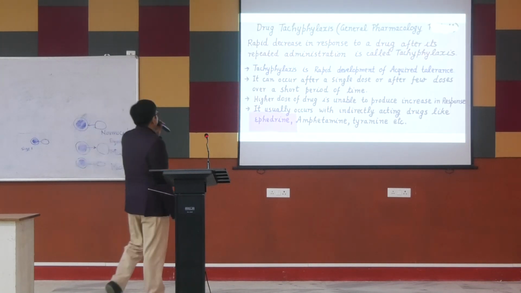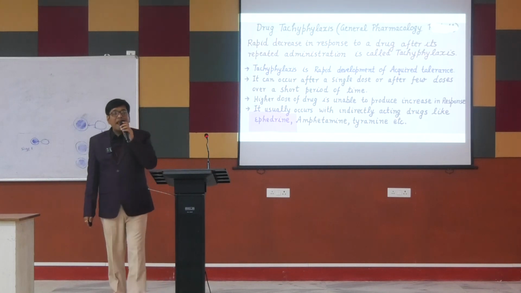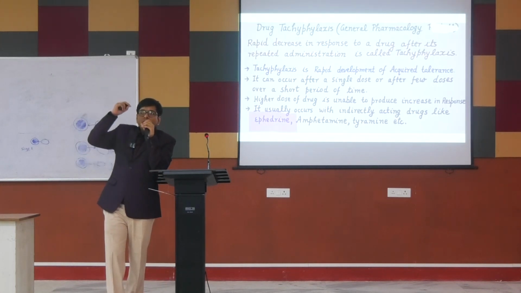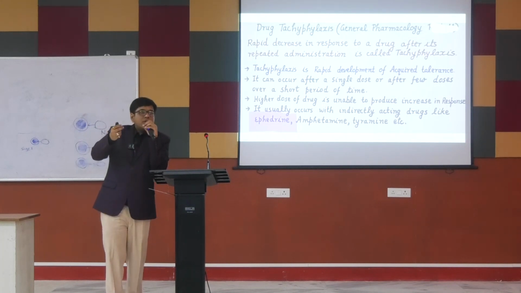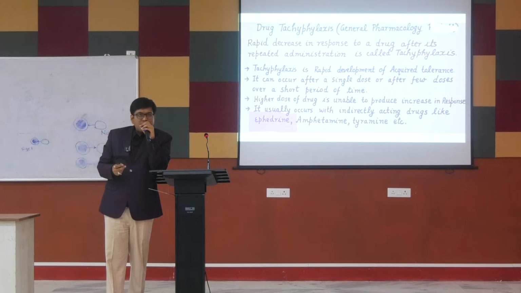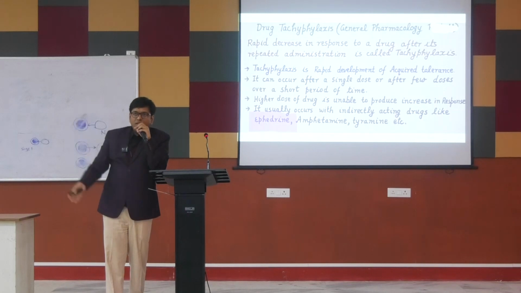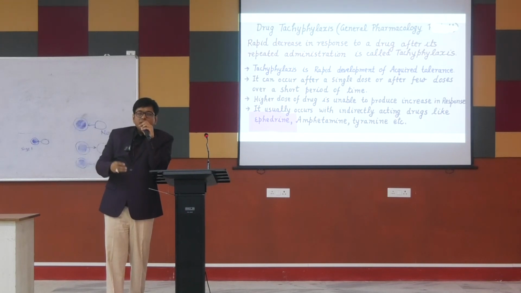Tachyphylaxis. What is tachyphylaxis? Tachyphylaxis is rapid tolerance. I told you, you give a drug to a patient, after a few months or a year, the same dose of the drug is not producing desired effect. But in case of tachyphylaxis, what happens? You give drug to a patient, immediately in the second dose, you see the response comes down. In the third dose, you see the response further comes down. Okay? This happens in some special cases where there is rapid development of tolerance, and that is called tachyphylaxis.